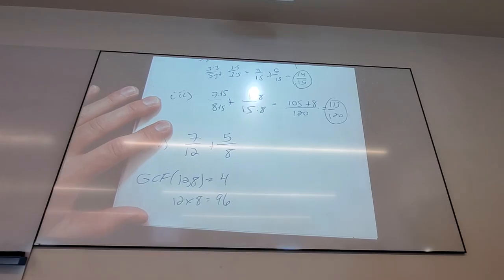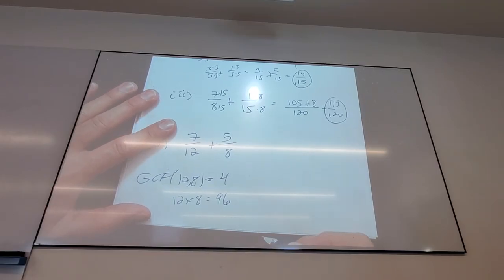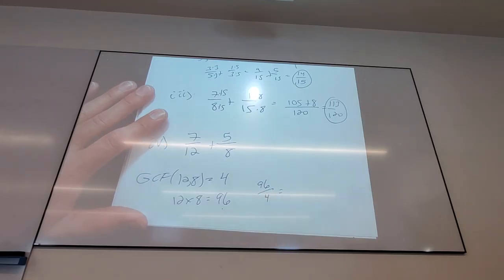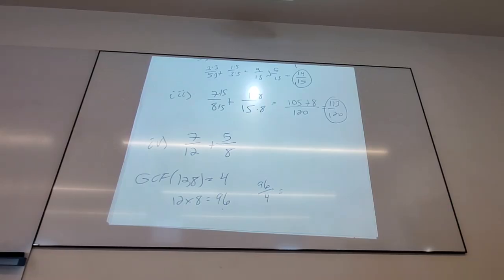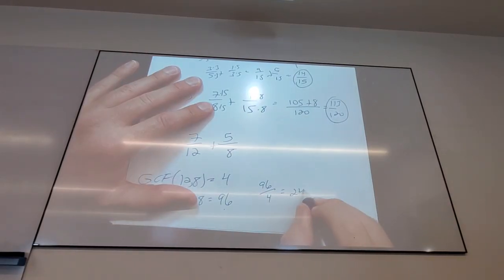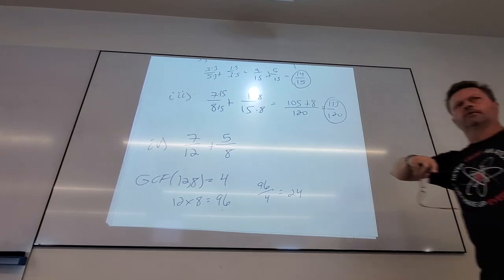So there's a rule we talked about back when we talked about GCF and LCM. If you take the product divided by the GCF, 96 divided by 4. What's 100 divided by 4? 25. So what's 96 divided by 4? One less 4, 24. That's the LCD.